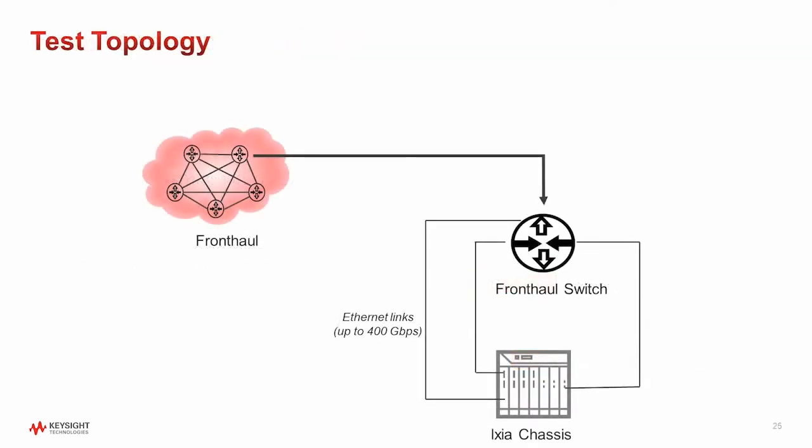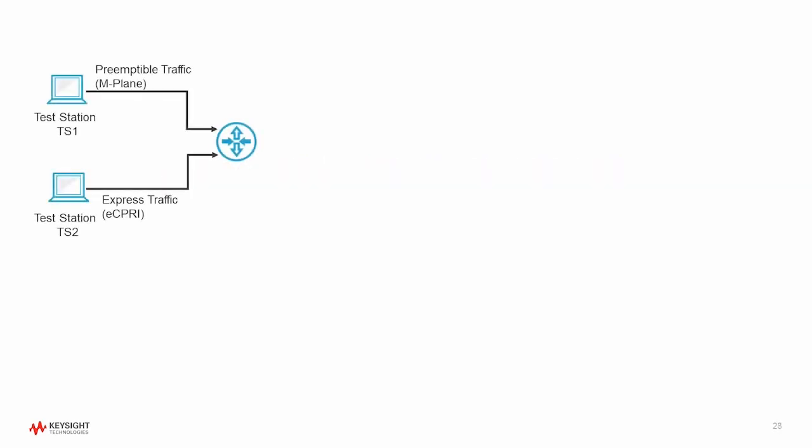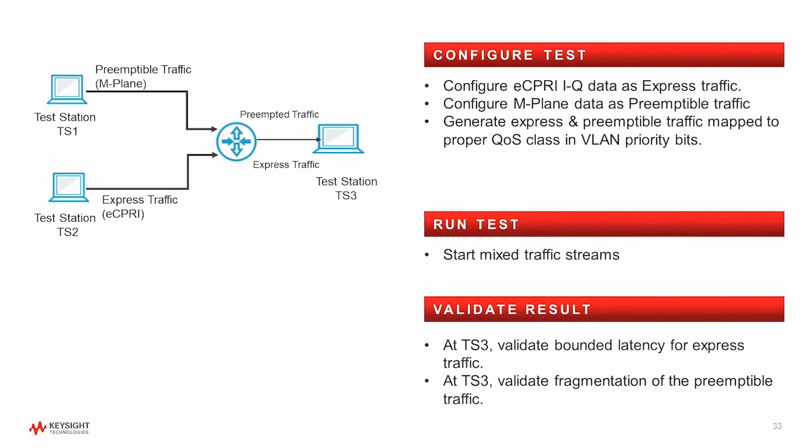To validate frame preemption, the switches can be connected with IXNetwork Ethernet test ports with relevant interface speeds such as 10 gig or 25 gig. One of the important tests to be performed is to measure the latency of the express traffic in presence of preemption. This can be performed by using IXNetwork test ports to generate both express and preemptible traffic. The receiving test port can check for proper fragmentation done by the switch and also measure if the express traffic latency is within the limit.